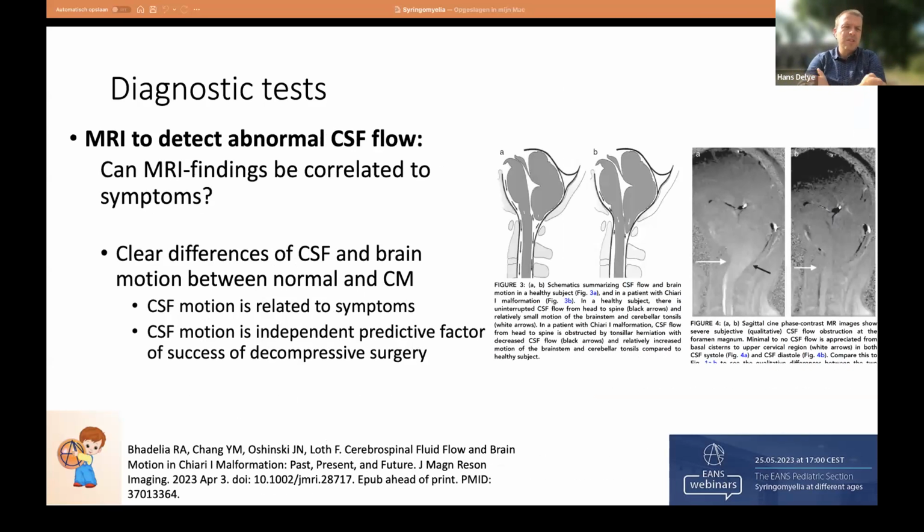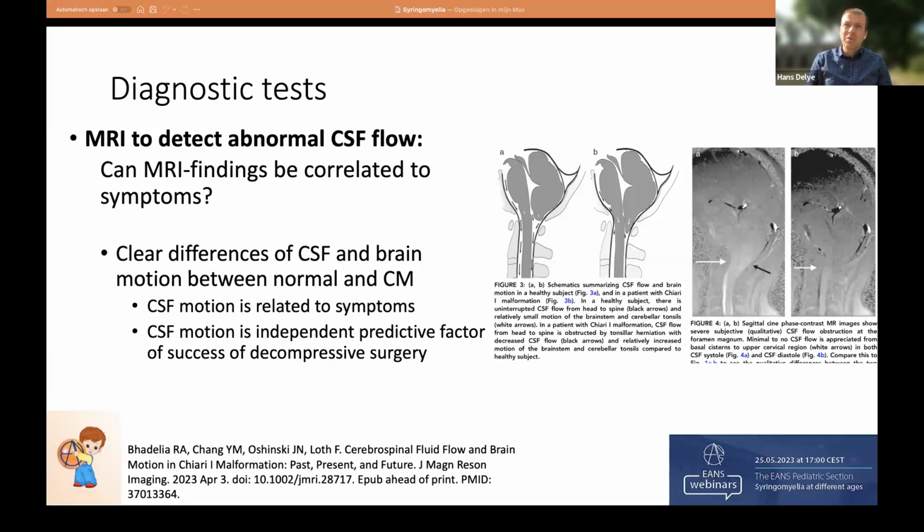So what MR findings can be correlated to symptoms? Can we use these types of imaging to correlate symptoms? And actually, when you look at the CSF motion and the brain motion between normal and Chiari patients, then there's a clear difference. And some studies have shown that the CSF motion is related to the symptoms. So the more this is disturbed, the more you can have symptoms. And the CSF motion is also an independent predictive factor of the success of decompressive surgery, meaning that if you see a normal CSF flow around the brainstem, even if there is a Chiari, then this is actually a negative predictive factor, and chances are rather high that decompressive surgery will not result in solving the patient's problems.